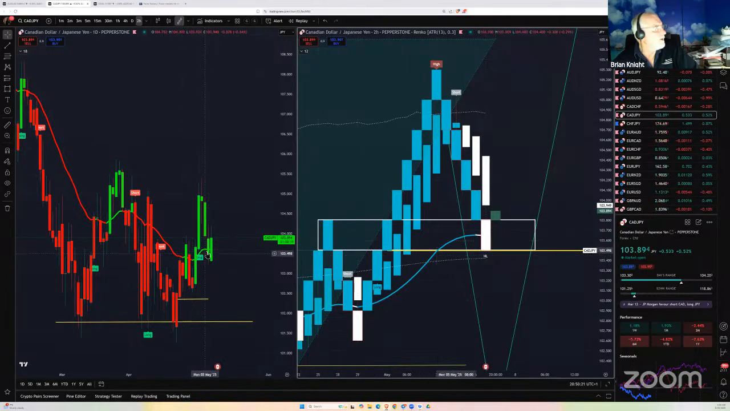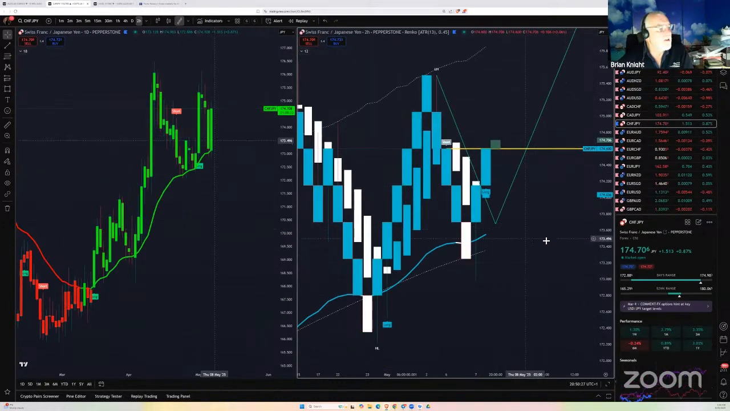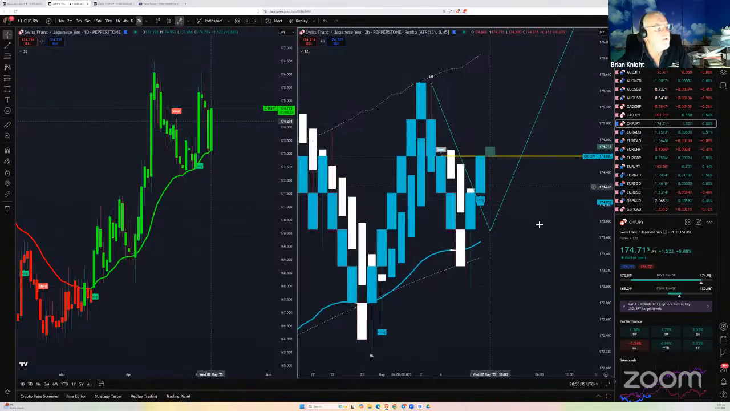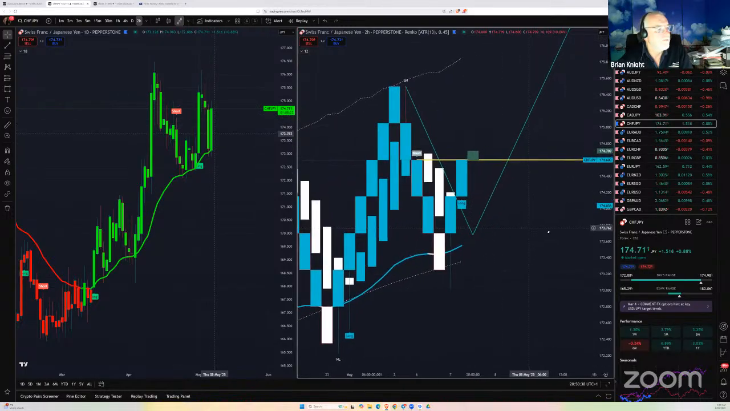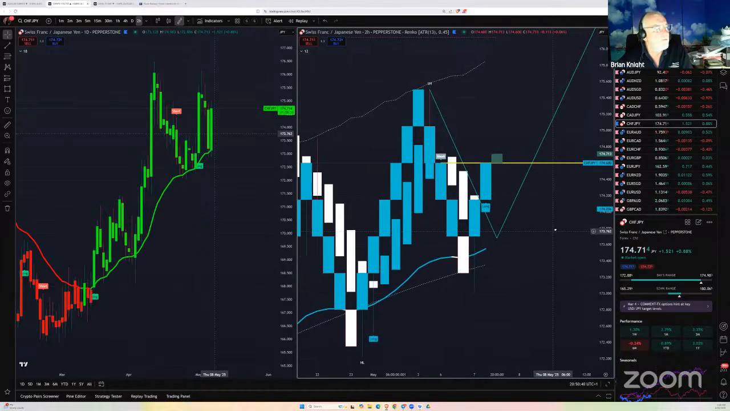Right, it's out of here. Rightio. Okay. All right, CHF JPY. See how that's done that? Blue line. See how it went white, then went blue again, went white, now it's going blue again. Now we've got a long. Time to get into a buy, huh? Yep.